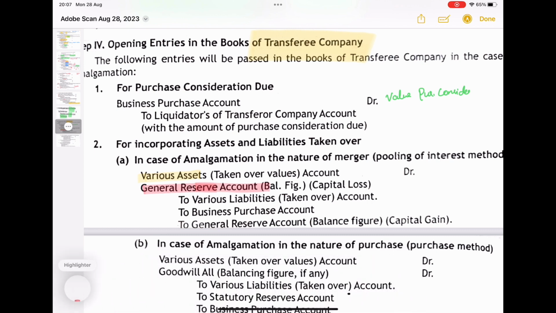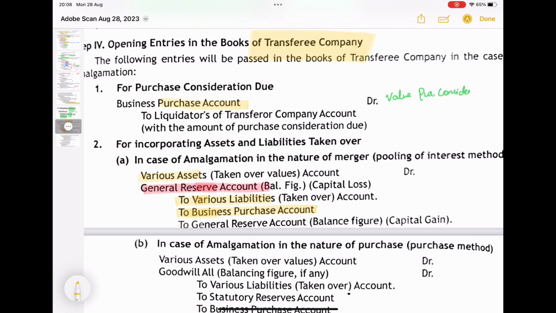After that, I'll pass all the liabilities the company has taken over. For example, debentures, maybe creditors, secured loans, preferential creditors. So if they have different liabilities taken over by the company, like 2 debentures, 2 mortgage loans, 2 secured creditors, 2 unsecured creditors, all those things will be entered over here. Next, to business purchase account. Business purchase account means the value of PC will be written here, the value of purchase consideration.